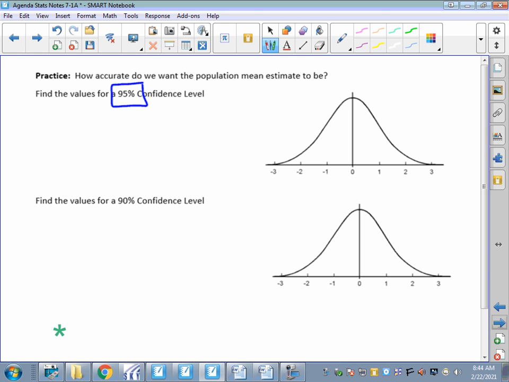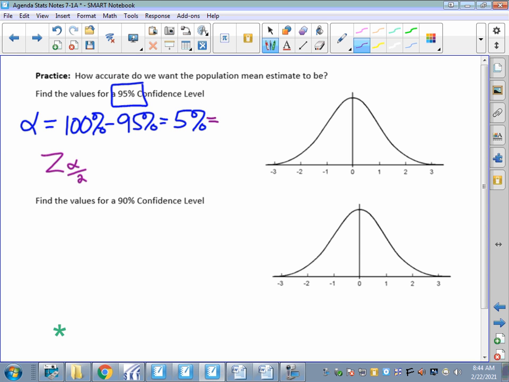So 95%. First of all, alpha is equal to 100% minus that 95, so that's 5%, right? Then notice in our formula, it was z of alpha over 2. Well, we're literally going to do alpha over 2. I should have written down that 5% is 0.0500, right?